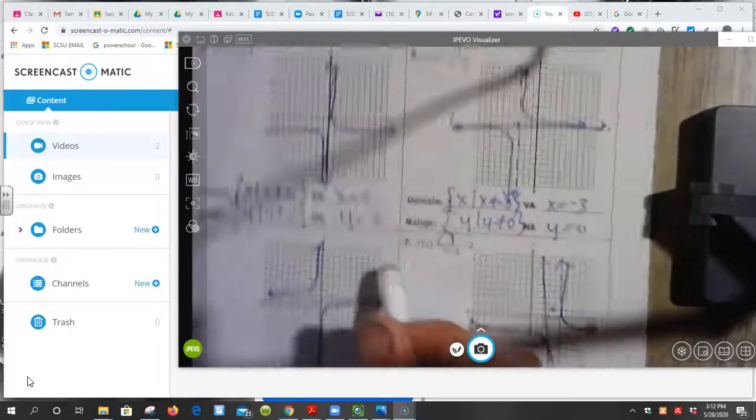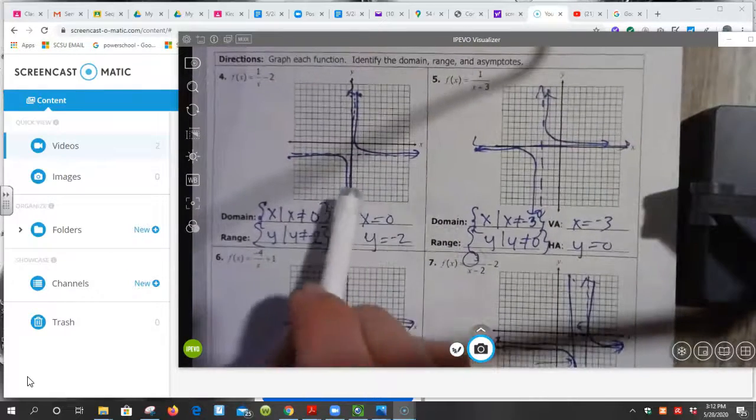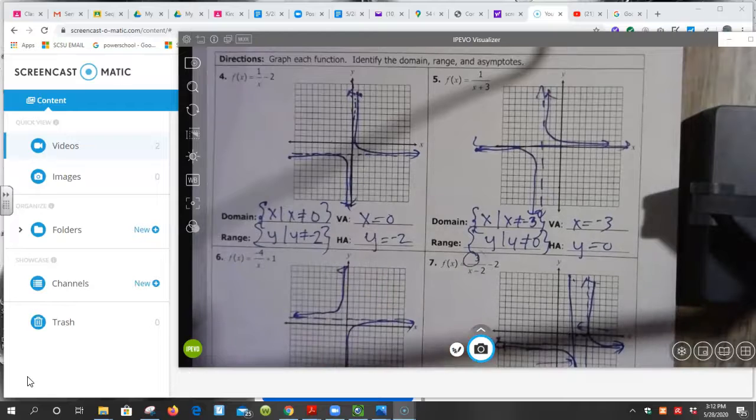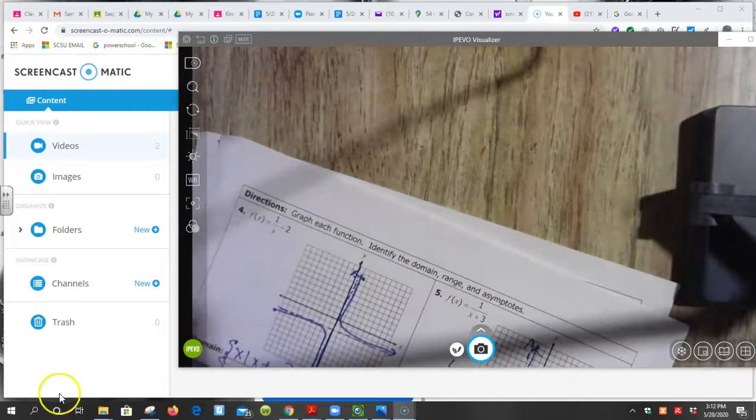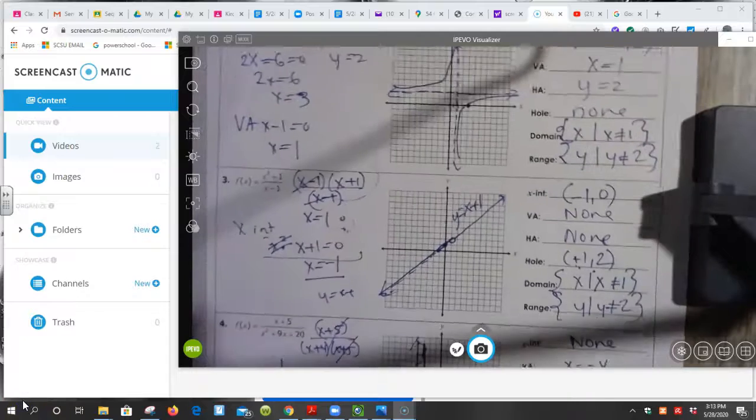Now, for this function here, it's a reciprocal function shifted down 2 spaces. Actually, that's not the right one, is it? Let me take a look at that. Hold on a second. So many pages, so little time here.